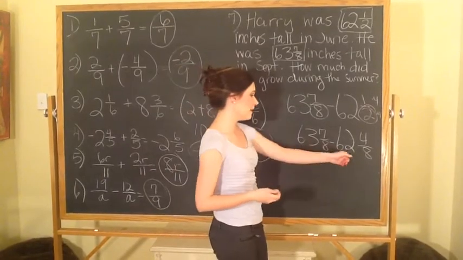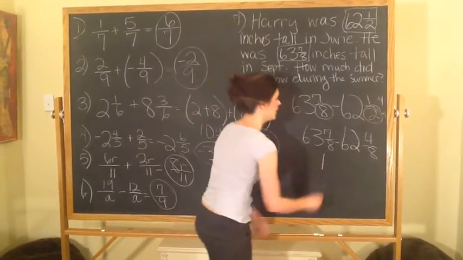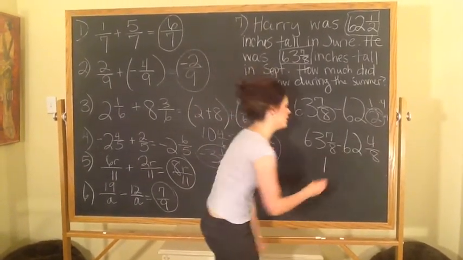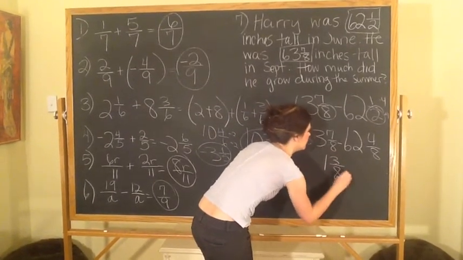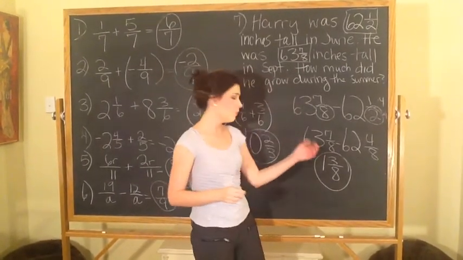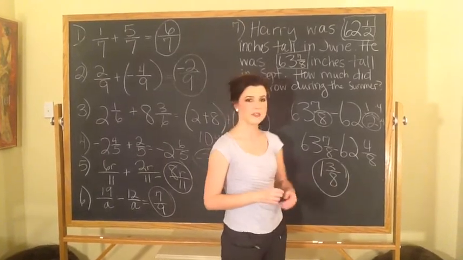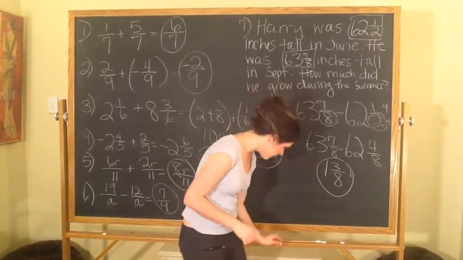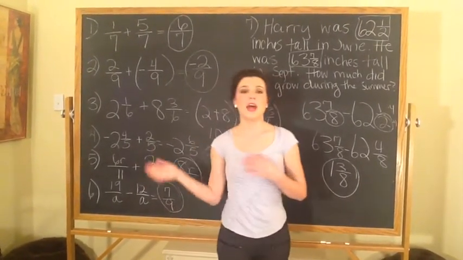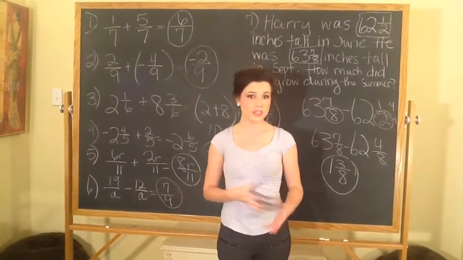So now we can go ahead and subtract. So 63 minus 62 is going to give you 1. 7 minus 4 is going to give you 3, and then we'll keep our denominator. So he grew 1 whole inch and 3/8 of an inch. So 1 3/8.